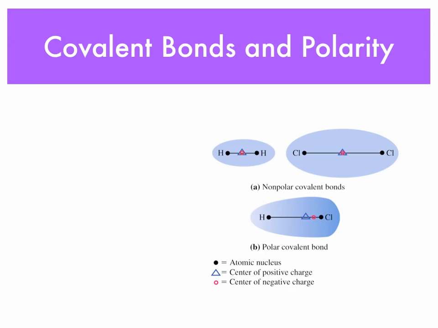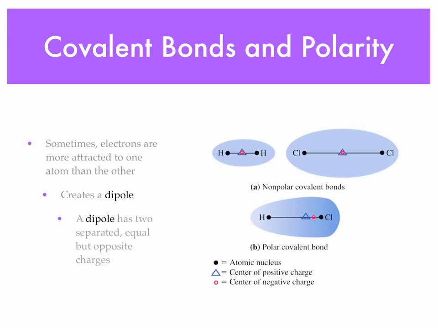However, sometimes one atom might have a stronger attraction for an electron than the other. And in this case, we create what's called a dipole. And a dipole is a molecule that has two separate but equal opposite charges.